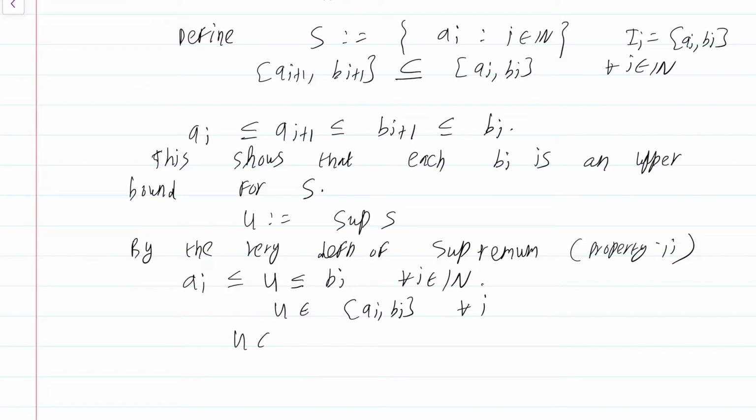which is the same as saying U is there in the intersection over i in N of [a_i, b_i]. Okay. So we have found an element U that is there in the intersection. So this concludes the proof of the nested intervals theorem.